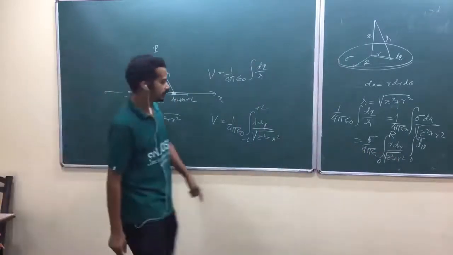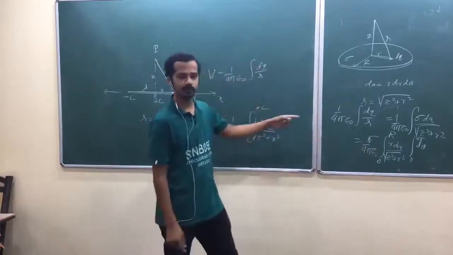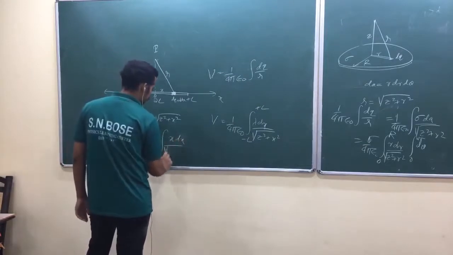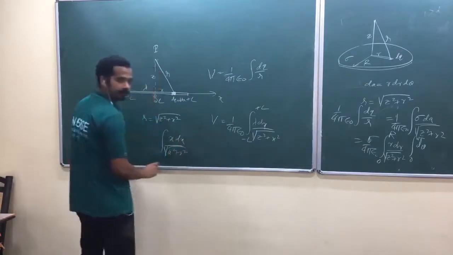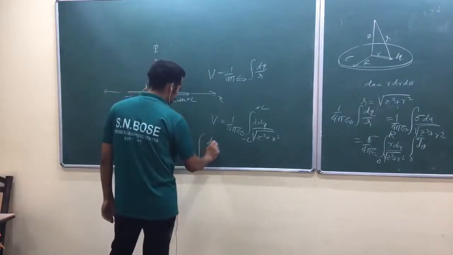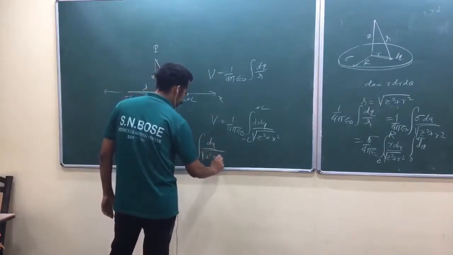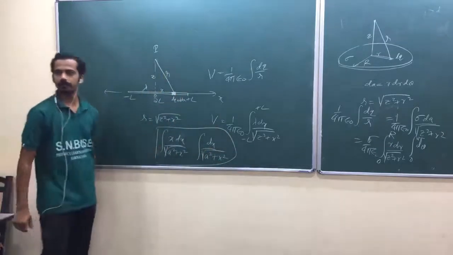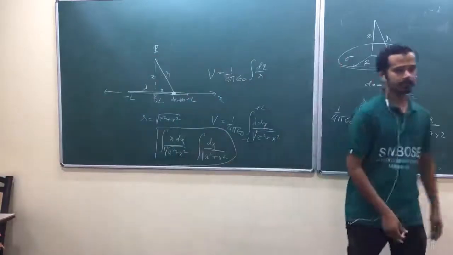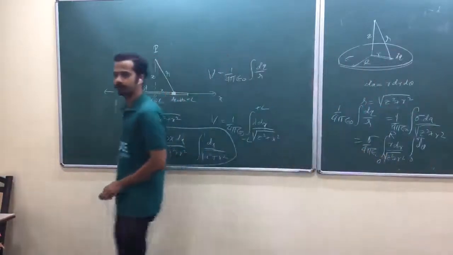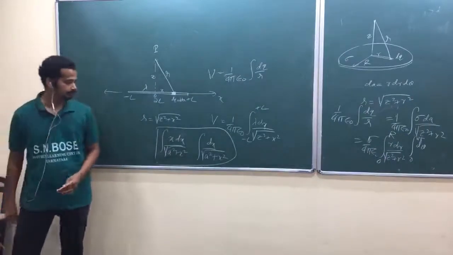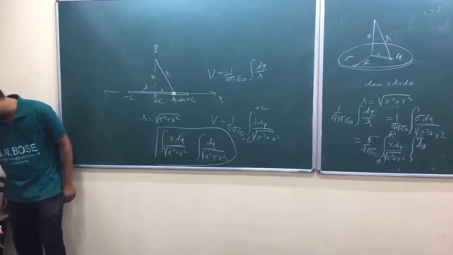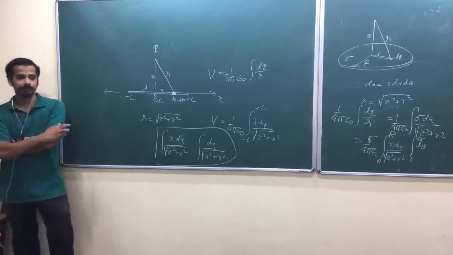Or you better remember this integration and this integration. You better remember those two. Are you getting my point? Integral of x dx by root of a square plus x square, and integral of dx by root of a square plus x square. You better remember, because these two integrals came again and again. Better remember directly, or learn by integration by substitution, x equal to a tan theta. I think that is sufficient for finding the potential.